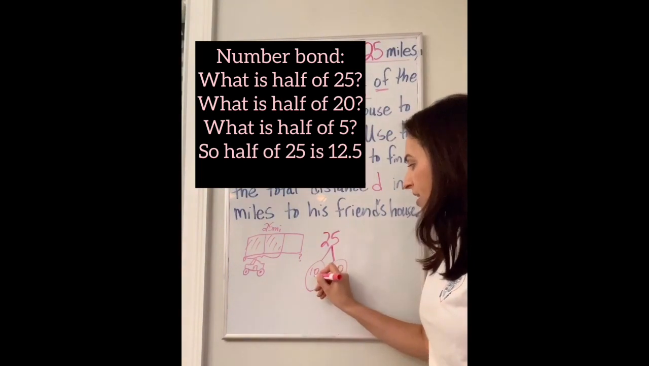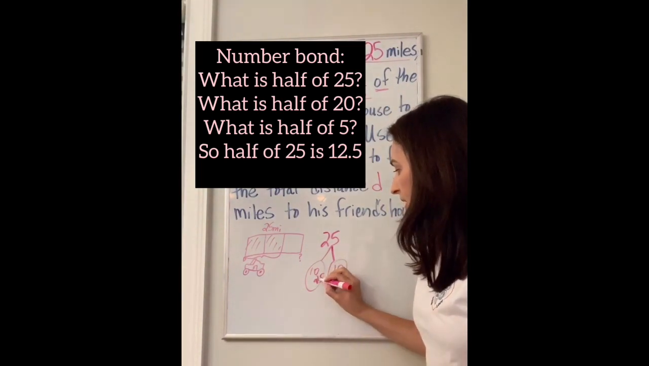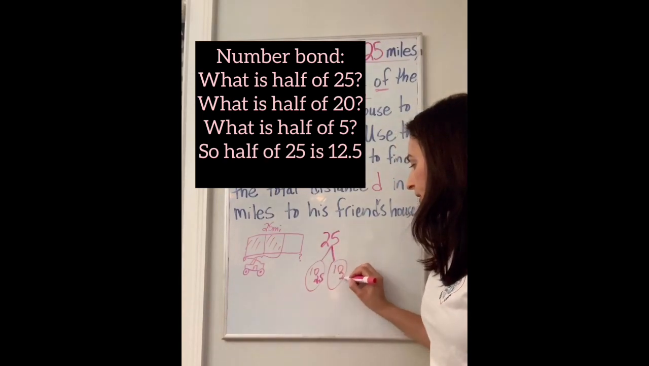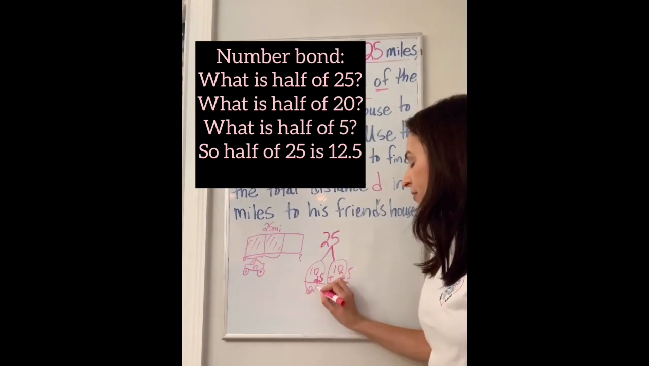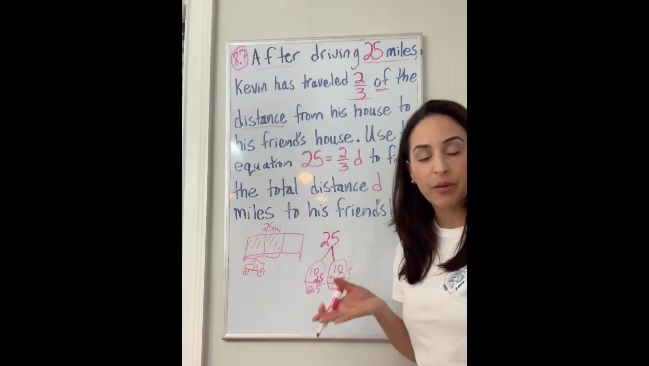So 2 and a half plus 10, 2 and a half plus 10. If I add these up, I get 12 and a half. So half of 25 is 12 and a half. I just did division in my mind.